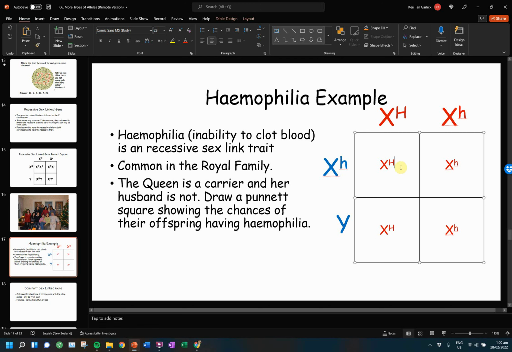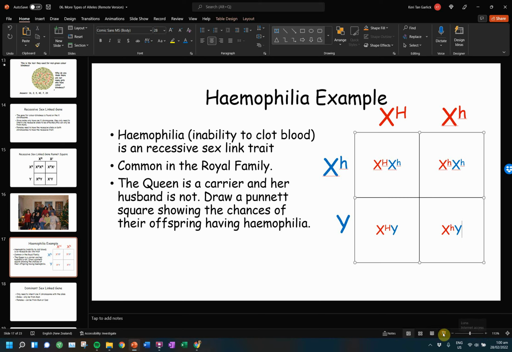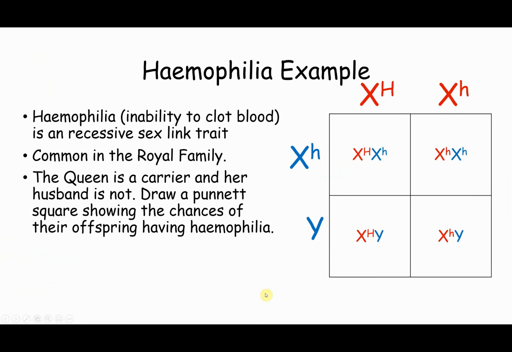So X, I gotta fix my trait. That is hemophilia, X and Y. Cool. All right, so hemophilia, really common in the royal family.